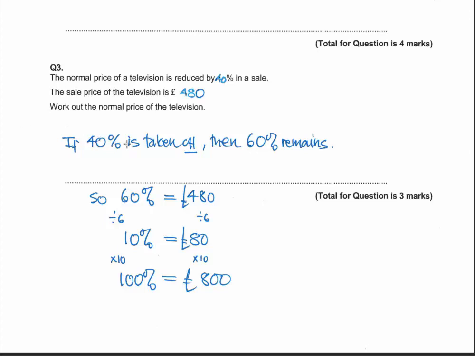First of all, if 40% is taken off, then 60% is left. So this represents 60% of what it used to be. So let's write that down. 60% is 480. Now what we want to work out is the 100%. So I noticed that 48 and 60 are both in the 6 times table. So I'm going to divide them both by 6. Remember, this is a non-calculator method. So divide that by 6, I get 10%, and that makes 80. So 10% is 80, and now easily 100% is 800. And that's how you need to do the question with the actual numbers.